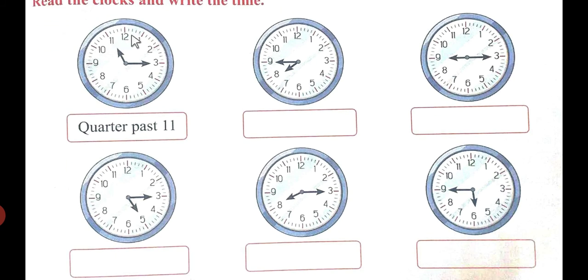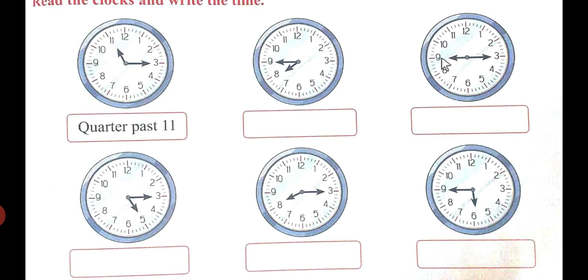Here you can see the hour hand is on 11 and the minute hand is at 3. So the time is 11:15. Here you can see the hour hand is between 7 and 8 and the minute hand is at 9. So the time is 7:45.